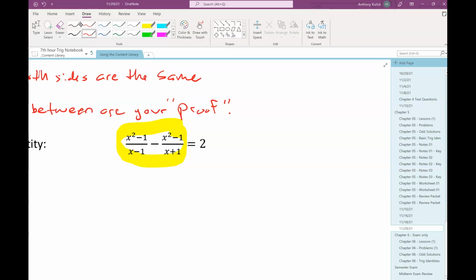Okay, so what would factoring the tops allow us to do? Potentially cancel out. We could potentially reduce these two fractions, right? There's a possibility I could reduce those. Great. Everybody okay with that idea?